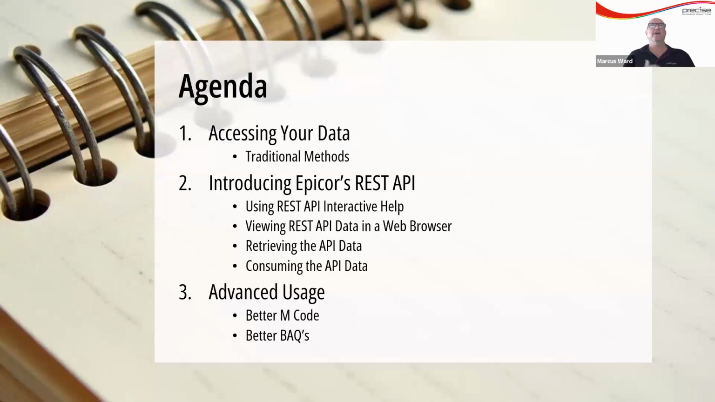So moving to the agenda, as per the invite you got, we're going to cover 3 areas. We're going to very quickly have a look at how we traditionally access data in Epicor, and then we're going to move across to probably what is the main area, which is introducing Epicor's REST API. We're going to cover the API interactive help. We're going to look at how we surface that data in a web browser, how we retrieve that API data in a reporting tool, and ultimately how we consume that and surface it up. We're going to showcase that using Power BI. And then finally, we're going to cover some advanced usage, how we build better M code, just some of the nuances that we've picked up as to how we need to do things to make our solutions better.